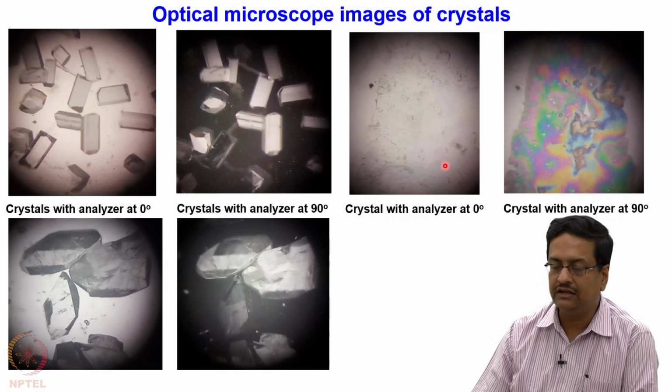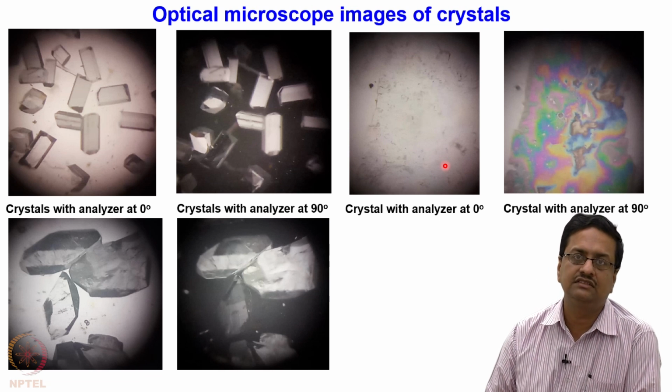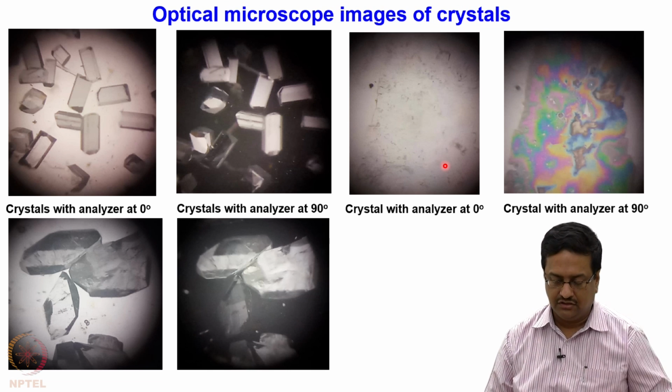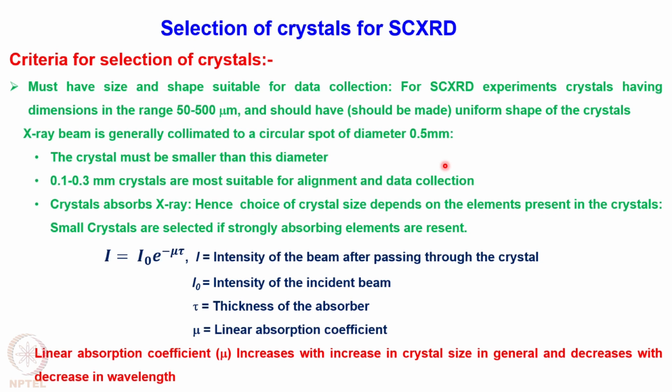So by looking under the microscope, one should choose which is a good crystal and which is a bad crystal, and based on that, decide what should be mounted for X-ray diffraction. Once we have identified the crystals, they should have suitable size and shape for data collection. As I have already indicated in one of the previous slides, the crystal should have a size from 50 to 500 micron and should be of uniform shape. Why do we need to make it uniform shape?